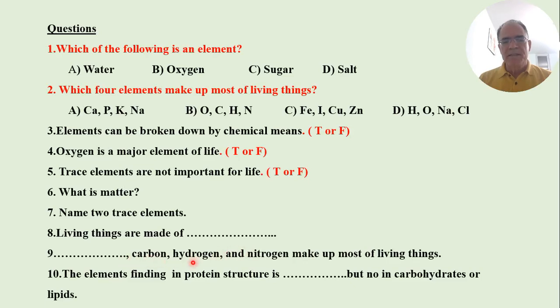Four elements. Could you remember? Oxygen. Okay, oxygen, carbon, hydrogen, and nitrogen. The element found in the protein structure, but not in carbohydrate or lipid, is this: carbohydrates and lipids are made up of carbon, hydrogen, and oxygen, but in the structure of proteins we can see, in addition to these, nitrogen. Here it would be nitrogen.